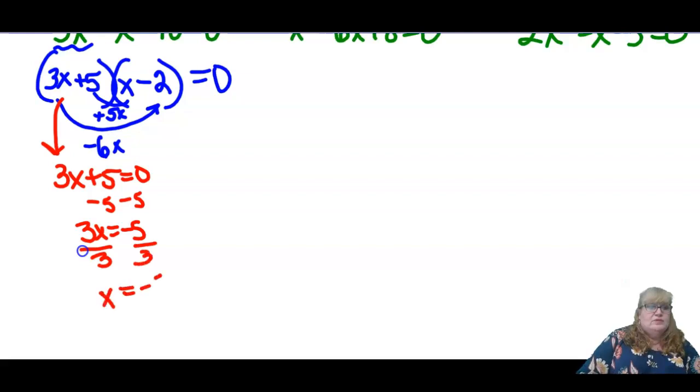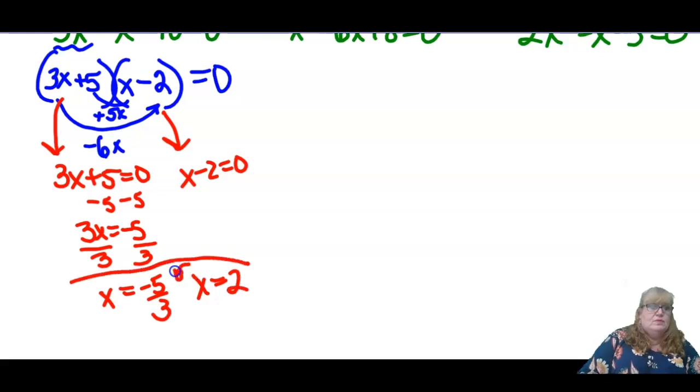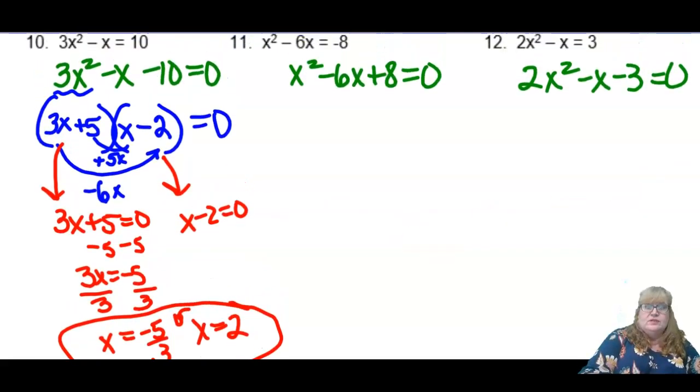So you get x equals negative 5/3 as one of the solutions. The other one is easier though. x minus 2 equals 0 just gives you x equals 2. All right, and you don't have to write "or." I don't remember how it works on the program. We'll have to review how Delta Math does it.